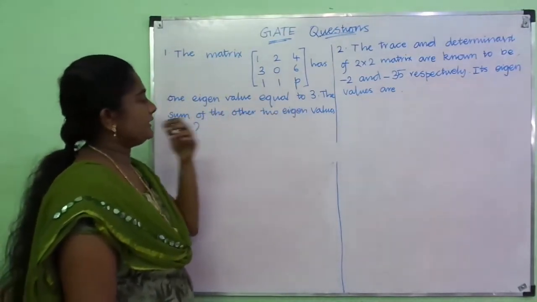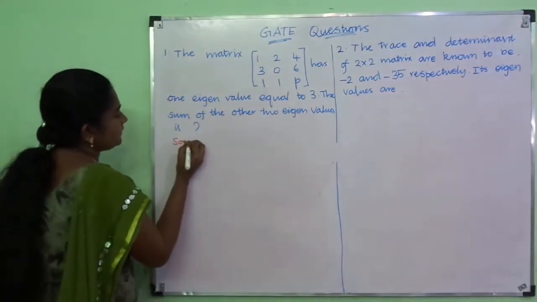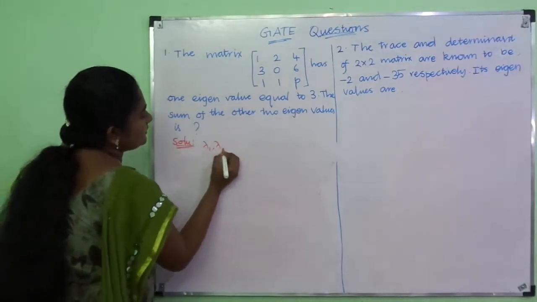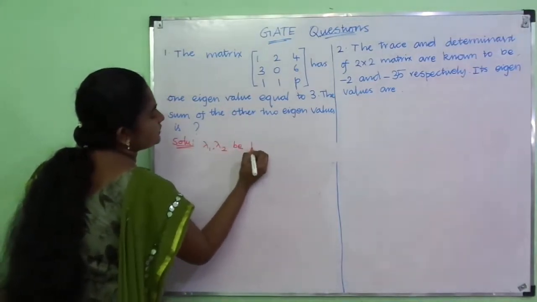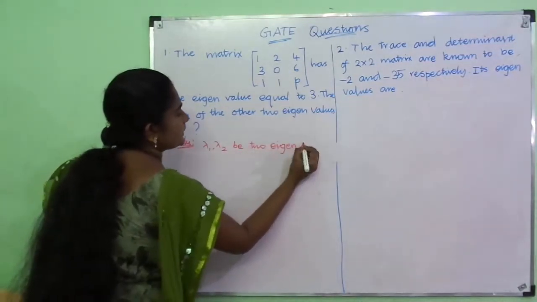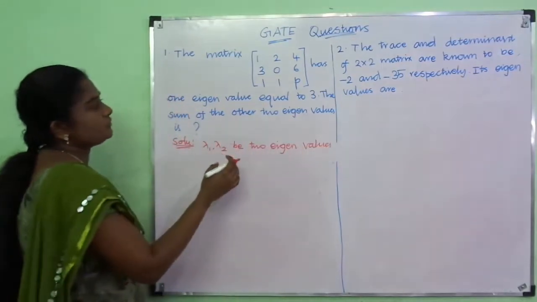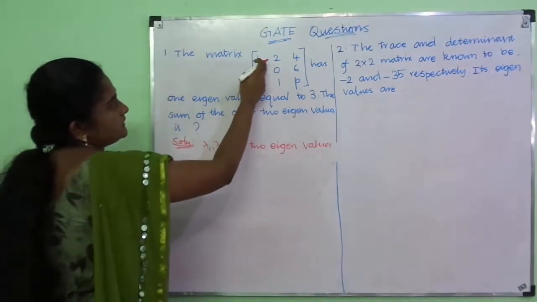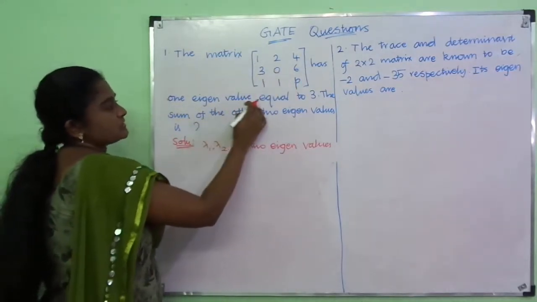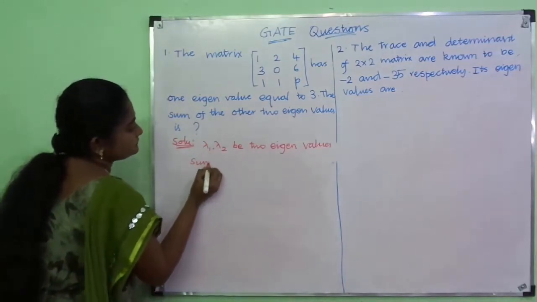the other two eigenvalues. Now let us assume lambda 1, lambda 2 be the two eigenvalues which are unknown. This is just our assumption. We know that the trace, that is the sum of the diagonal values, will be equal to the sum of the three eigenvalues.